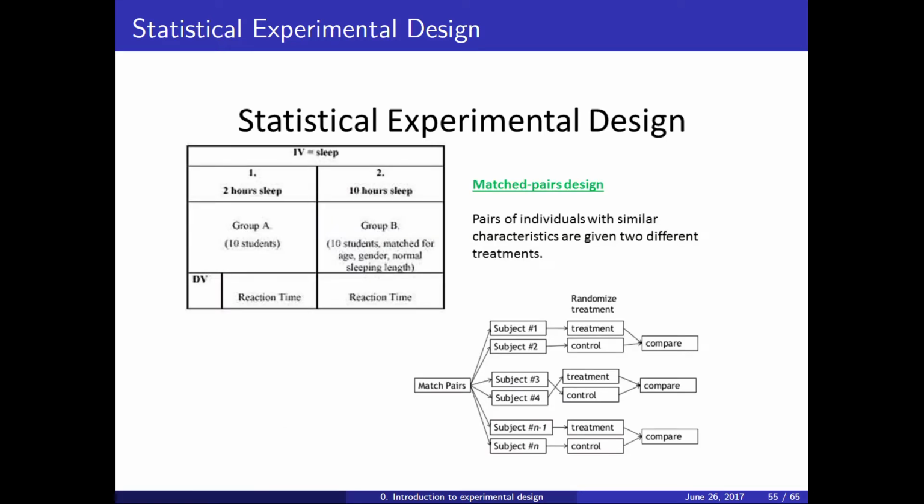And then you have matched pair designs. With matched pairs you would like to make blocks, but you cannot have exactly homogeneous groups, so you try to make them as homogeneous as possible. For instance, let's say that you are interested in seeing what is the reaction time of people when they sleep only 2 hours or 10 hours. Then you will have 10 students in group A and 10 students in group B.